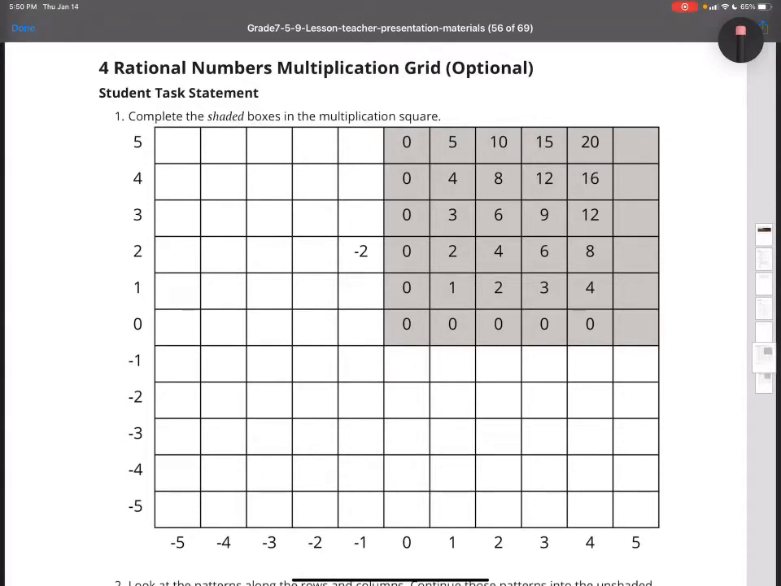All right, guys, let's look at the last student task statement called Rational Numbers Multiplication Grid. Number 1 is telling us to complete the shaded boxes in the multiplication square, which is right here.